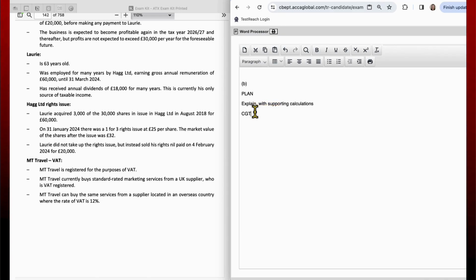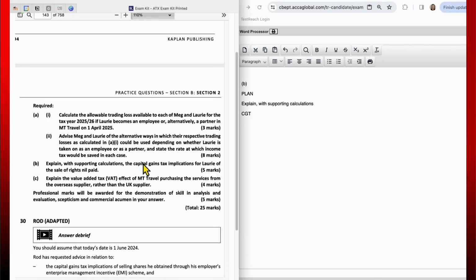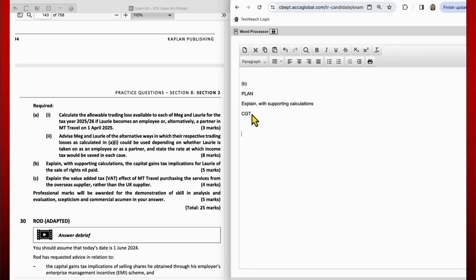And I've also written down CGT. Why? Because in the question, they've only told me to look at capital gains tax implications. Now, if it only had said tax implications, that would indicate there's more than one tax to think about. But if it tells us a specific tax, then that is the only tax you should consider. There is no point in you talking about inheritance tax or income tax or anything else you think might be relevant. There'll be no marks for it because you weren't asked about tax implications in general, you were asked about a specific tax. So that's why I've written that down as a little reminder for myself.